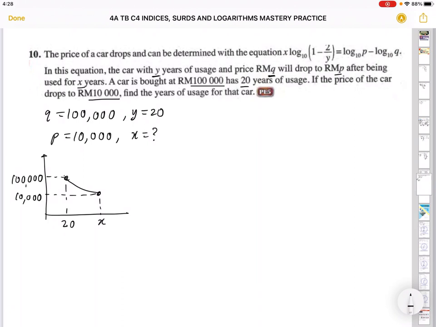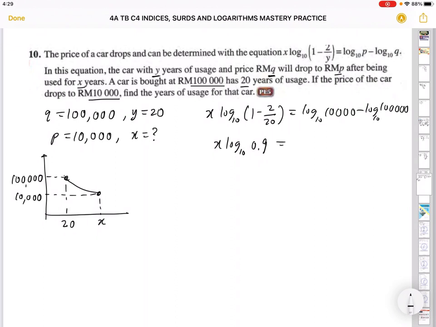So you're finding x. So let's start by substituting. Okay, I know I'm finding x. My y is now 20, so 2 over 20, and my p is now 10,000. My q is 100,000. So now 1 minus 2 over 20, that means 1 minus 1 over 10. This is going to give us 0.9. So the next one, if you can see, log 10,000. 10,000 is actually 10 power 4. Okay, I'm going to do it a bit slower. I'm going to write 10 power 4 here. This is going to be 10 power 5 here.